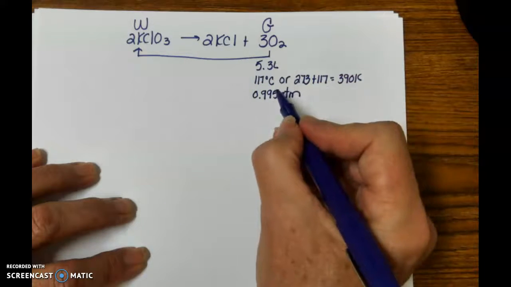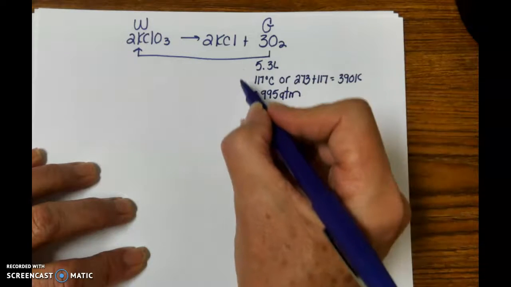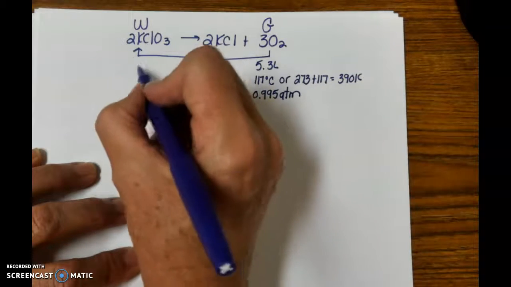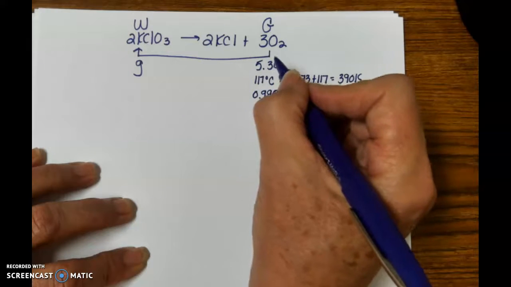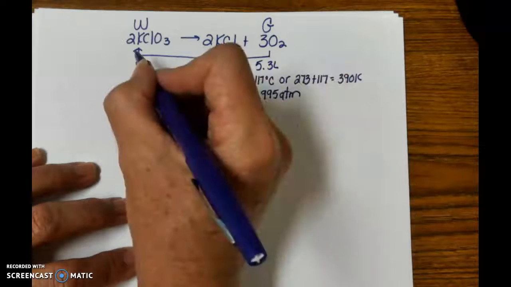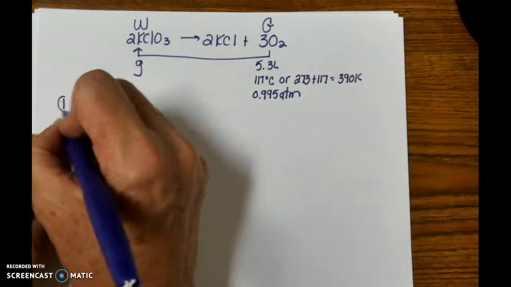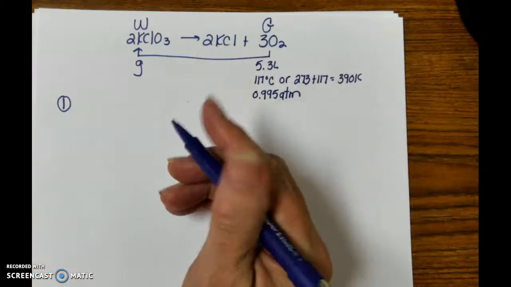So given all this, these are my givens. I can then find n. Of course, if we want to find mass, our want is in grams. I need to get either grams or mass, so I'm just going to go to moles, and then I can walk from moles to here. So this is going to be an ideal gas law then stoichiometry problem.